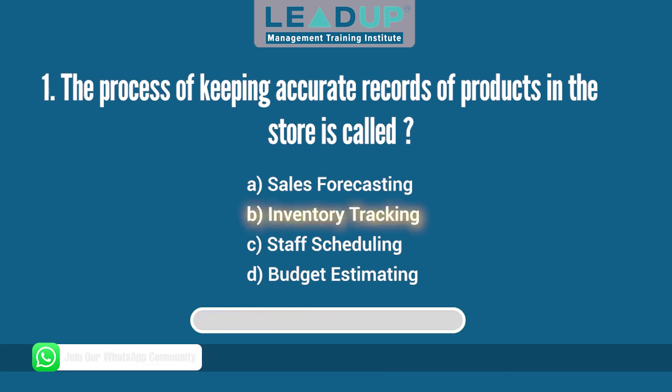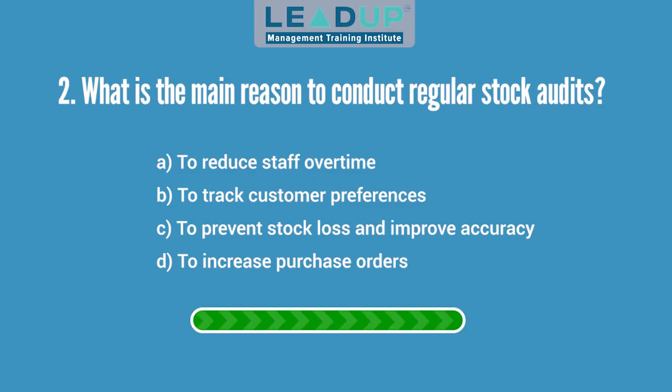Answer: inventory tracking. Question 2. What is the main reason to conduct regular stock audits? A. To reduce staff overtime. B. To track customer preferences. C. To prevent stock loss and improve accuracy. And D. To increase purchase orders. Answer: to prevent stock loss and improve accuracy.